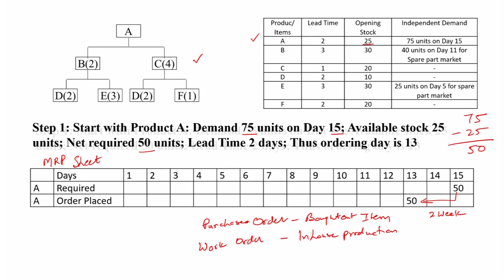So, this is the first step in material requirement planning. Based on the requirement of the end product and the available inventory, we should plan its manufacturing production by placing the work order.